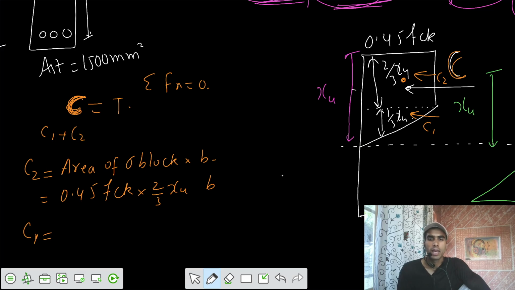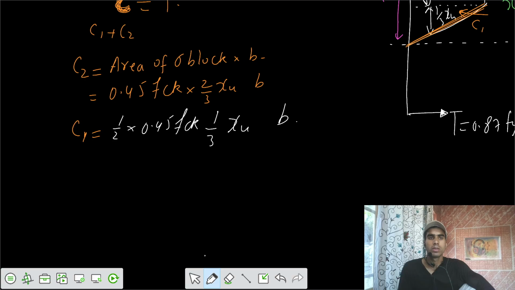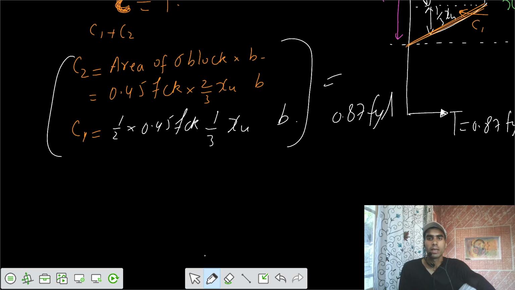And C1 would be the area of the triangle. It's a triangular variation, it's not a parabolic variation. And the area of the triangle we know, that's 1 by 2, 0.45 FCK, and the neutral axis portion 1 by third of XU, and multiply by B. You have to sum them, C1 plus C2, and equate this to T, 0.87 Fy AST. Okay, so you can get the value of XU.